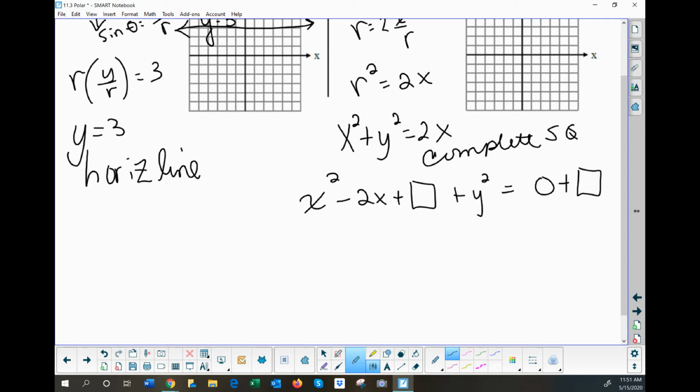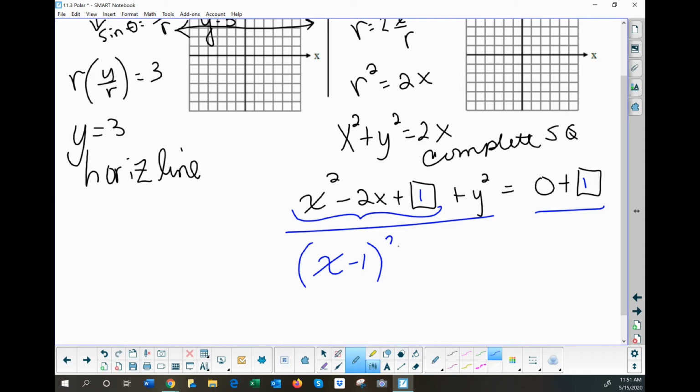And I guess I let the cat out of the bag when I said it's going to be a circle. Take the middle term, divide it by 2 and square it. That looks like it'd be negative 1 squared. Negative 1 squared is a 1. If I'm adding a 1 to the left side of the equation, then I need to add a 1 to the right side of the equation. Since I completed the square, I created a perfect square trinomial there. So that would be an x minus 1 quantity squared plus y squared equals 1 squared.